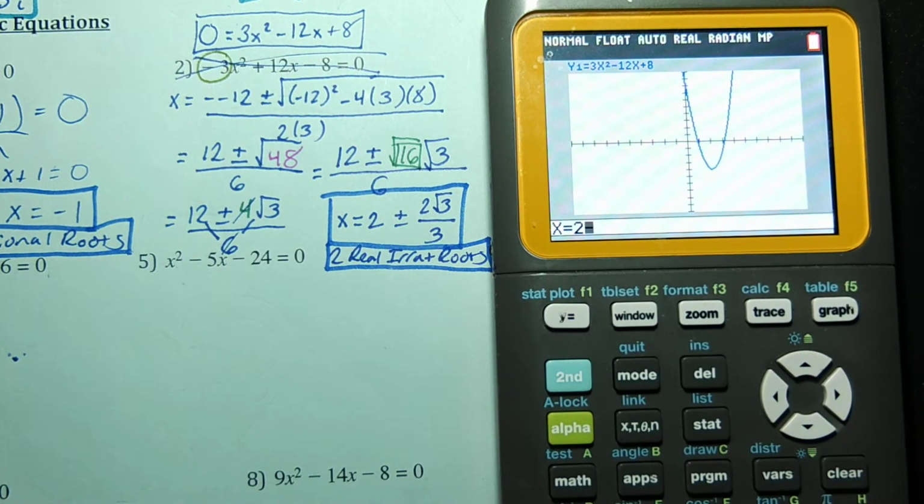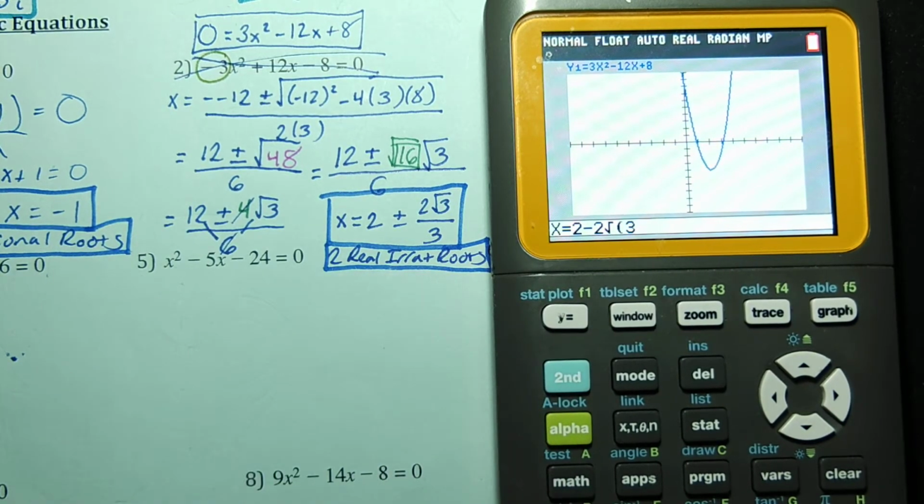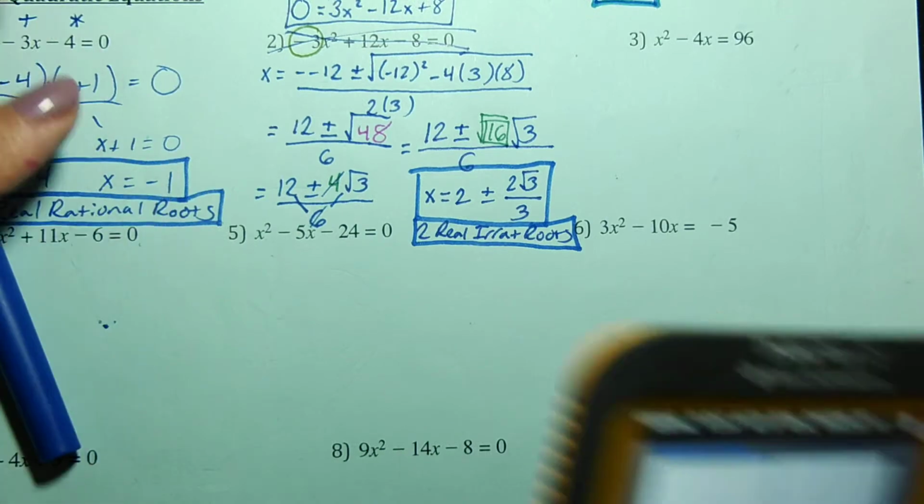And if I try the other one, 2 minus 2 square root of 3, close off the parentheses, divided by 3. There's our other intercept exactly. So nasty, nasty decimal, but that is what gives us that output of 0. So you can use your calculator to check yourself.